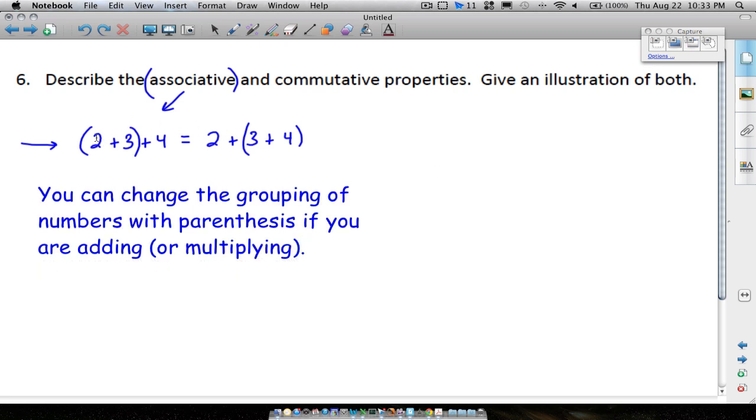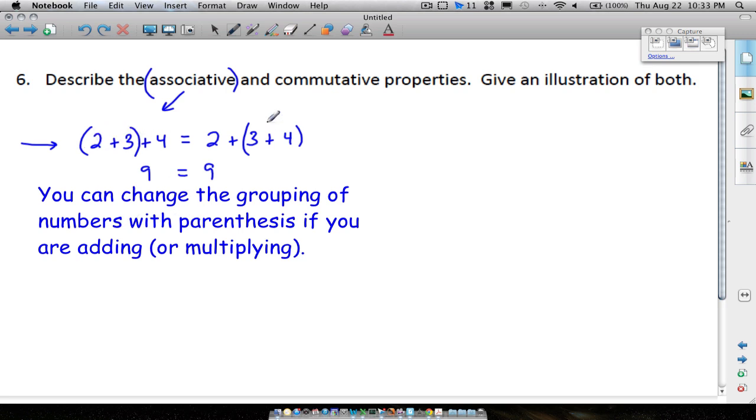If you do order of operations here, you work inside your parentheses. 2 plus 3 is 5. 5 plus 4 is 9. So we get 9 on this side, and we work inside of our parentheses first. Well, check out this side. We work inside the parentheses. 3 plus 4 is 7. 7 plus 2 is still 9. So the associative property works. It works for addition. You can change the grouping of numbers with parentheses.